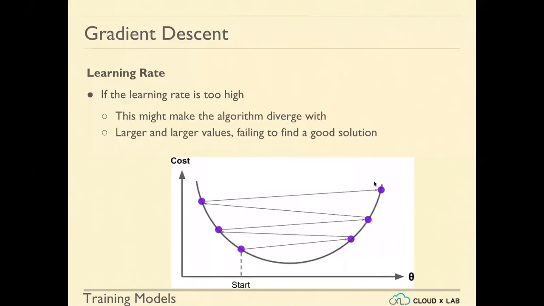right? If the learning rate is too high, this might take a long time to converge. Therefore, larger and larger values, failing, and it will fail to find a good solution.